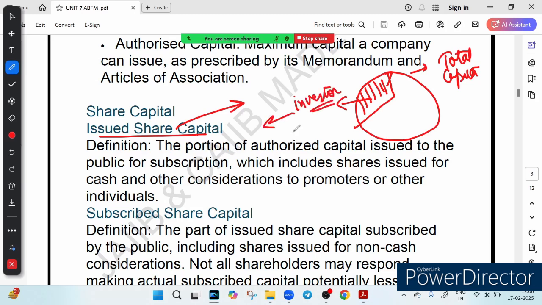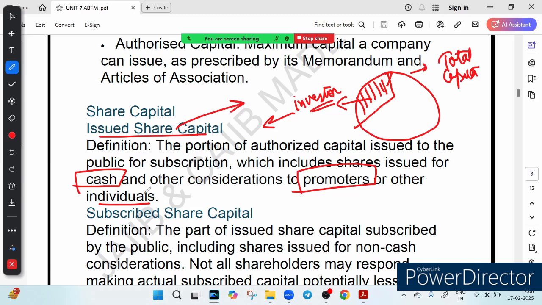And what does it include? It includes shares sold for cash, right? It includes shares sold for cash, and it also includes shares given to the promoter, right? Shares sold for cash means you have taken the cash and sold the shares, so those shares are included in it. Second, it also includes those shares which are given to the promoter. So two types of shares are included in the issued share capital.